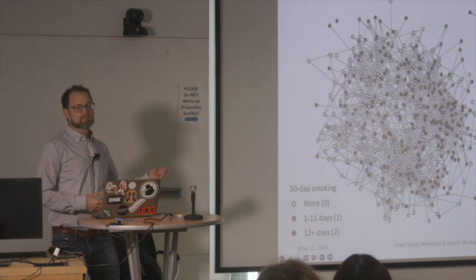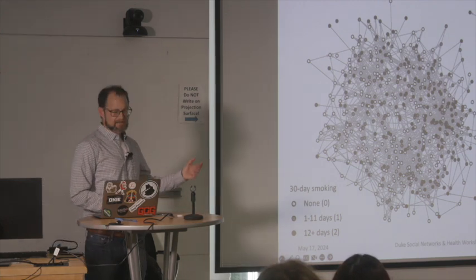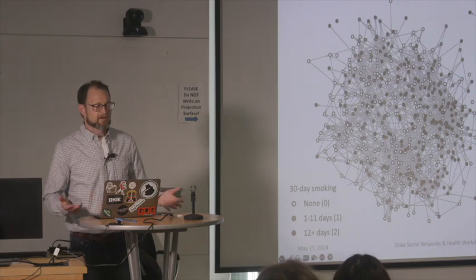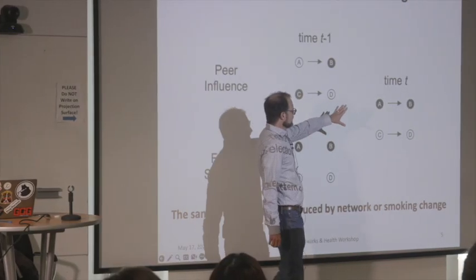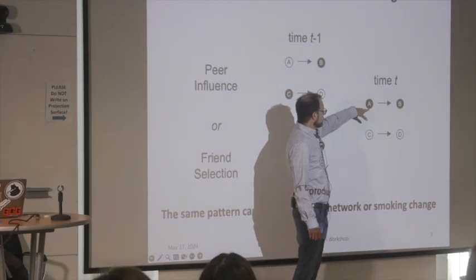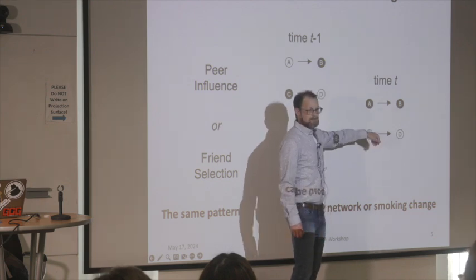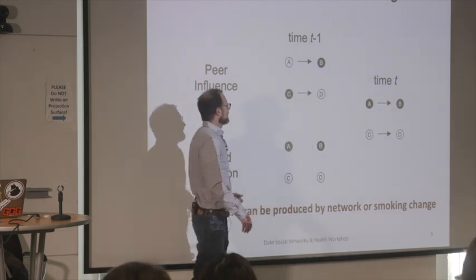try to understand what led to these patterns. Okay, what led to this? And as we talked about already, that could be peer influence or selection. All right, so here's the problem. We're observing a network at time t, and we see that smokers are friends, and non-smokers are friends. But what led to that?